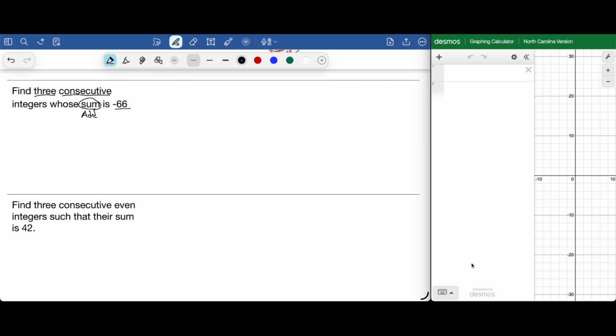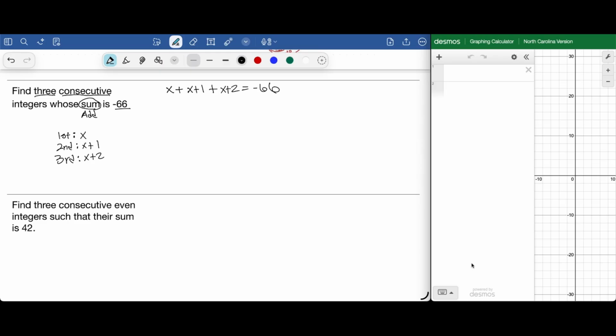So after we underline what is important, the next thing we do is set up our expressions. We know we need three numbers. So the first one is going to be x. Our second number is going to be x plus 1. And then our third number will be x plus 2. Okay, because there's no even and odd, we're counting in a row. There's no jumps. Okay, so x plus 1, x plus 2. Now we're going to set up the equation. Remember, they have to be added together. So we're going to do x plus the second one, which is x plus 1, plus the third one, which is x plus 2. And it has to equal negative 66.